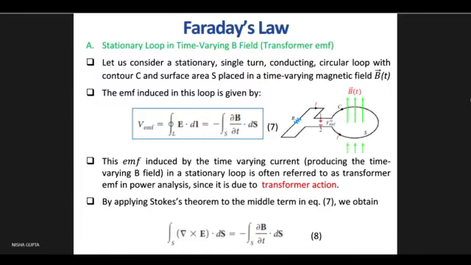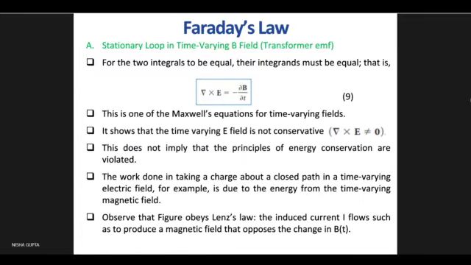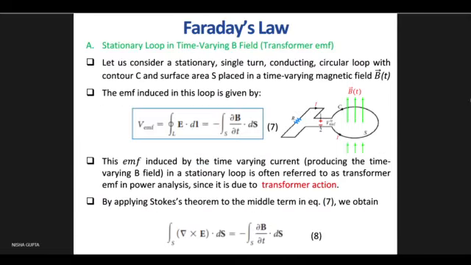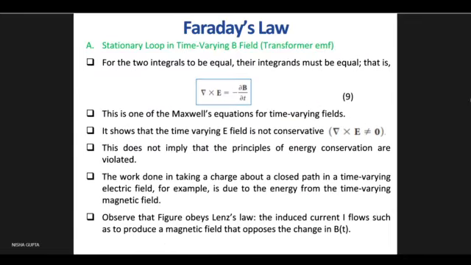Now what we find is that for these two integrals to be equal, we have to equate their integrands. On one side the integrand is del cross E, and on the other side the integrand is minus del B by del t. So what we obtain is one of Maxwell's equations, which is the Faraday's equation. So the previous equation now leads to the Faraday equation, where a time varying magnetic field gives rise to an electric field.